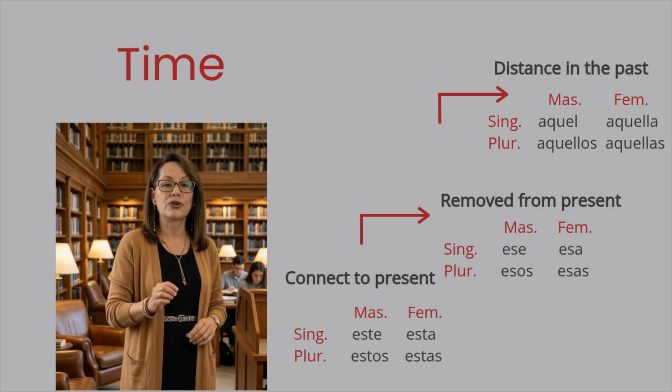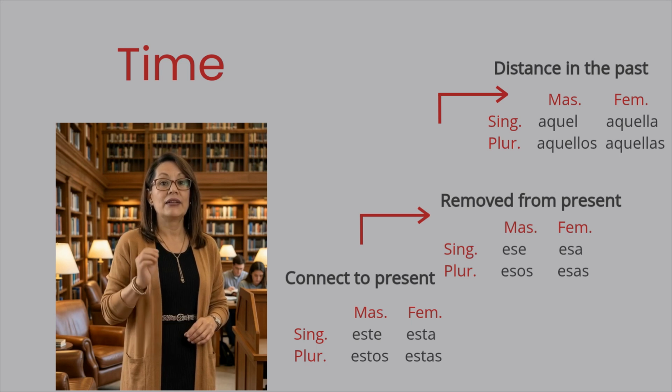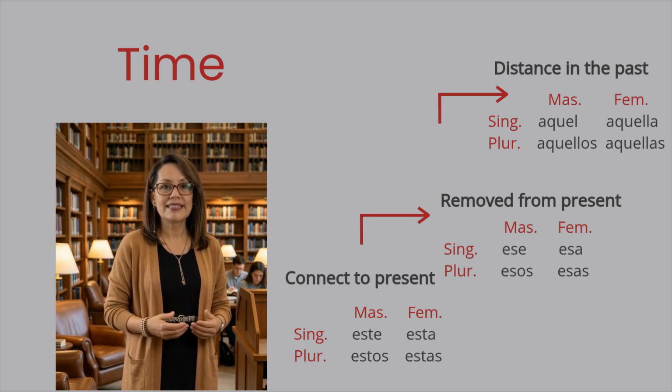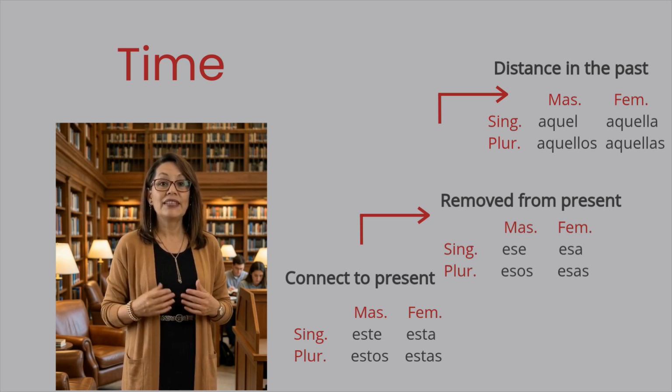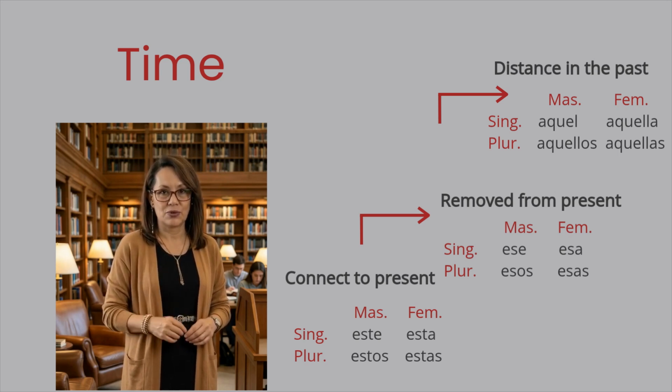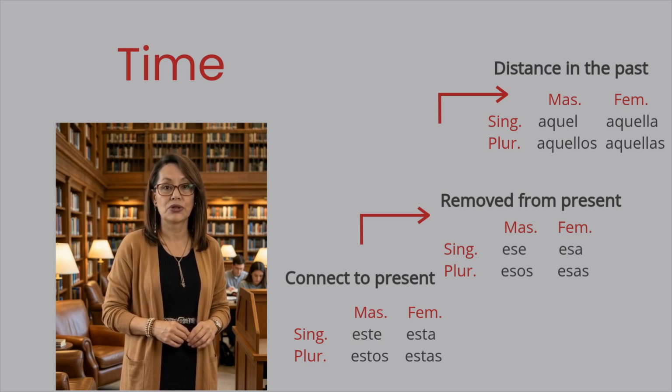Demonstratives can also refer to time. The same idea of distance applies. If the time period is connected to the present, we use the first group. Esta semana, este mes, este año. If the time period is somewhat removed from the present, we use the second group. Esa semana, ese mes, ese año. If the time period feels distant in the past or future, we use the third group. Aquel día, aquella semana, aquel mes.